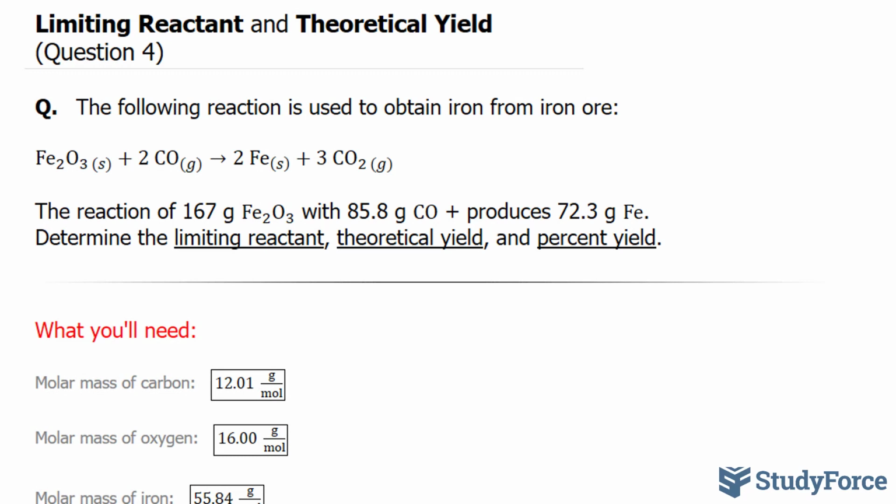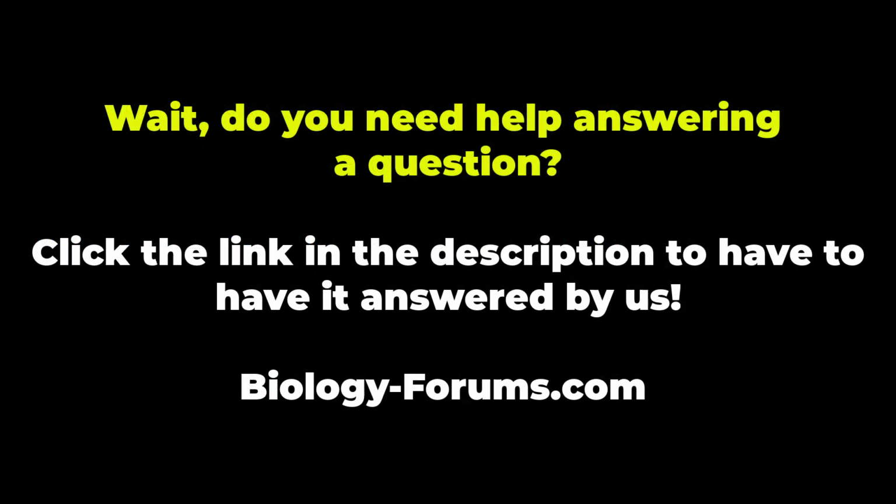So we have to do 3 things in this example. We need to find the limiting reactant first, from there find the theoretical yield, because we have the actual yield, it's right here. And then we need to find the percentage yield.